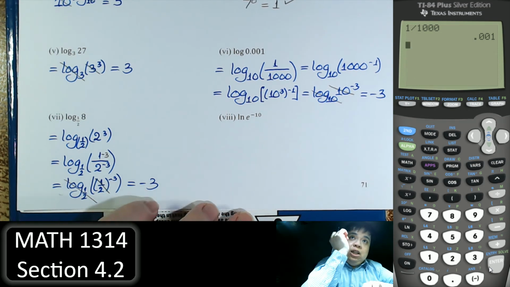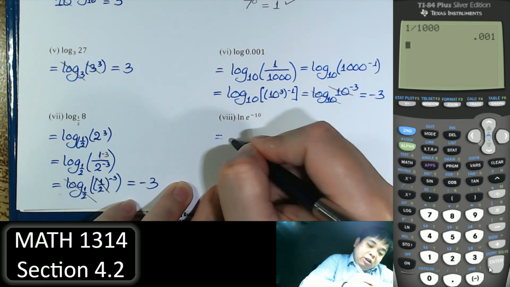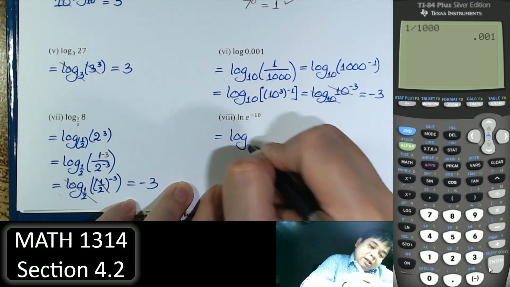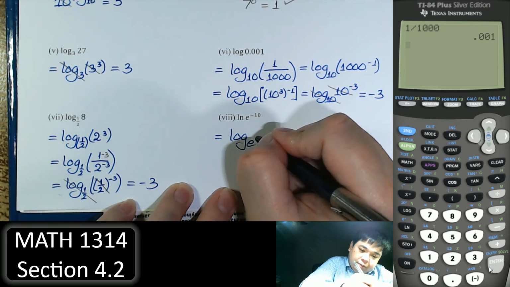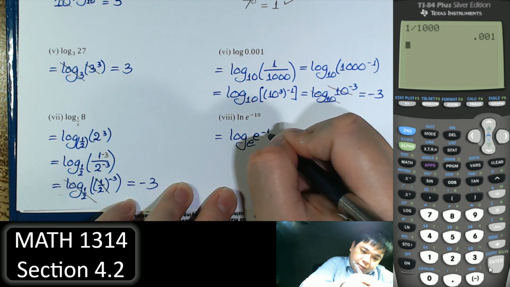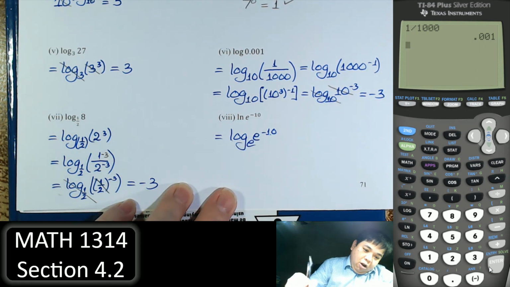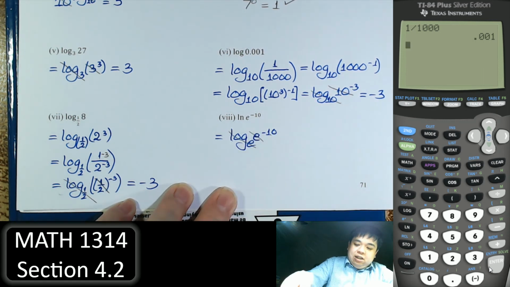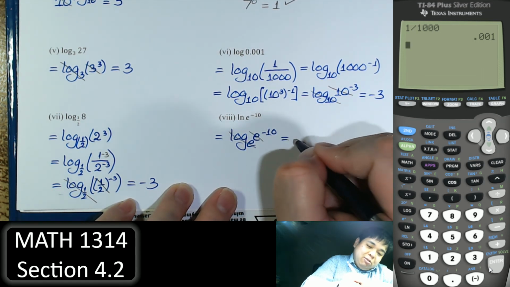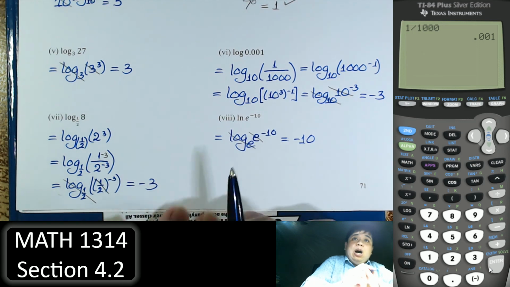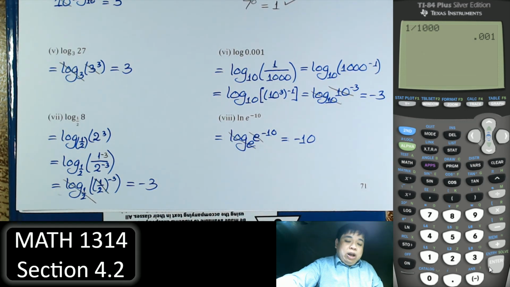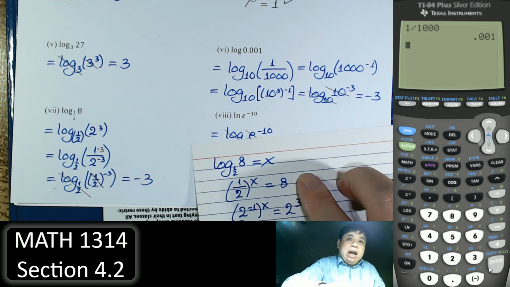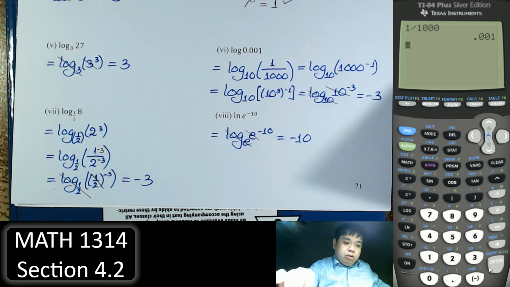Now ln of e to negative 10. ln by default is log base e. So we have log base e and exponential base e. In that case I would just have negative 10. Once again, if we don't know what it is, we can always write that in this form, and then we swap and then solve for it.